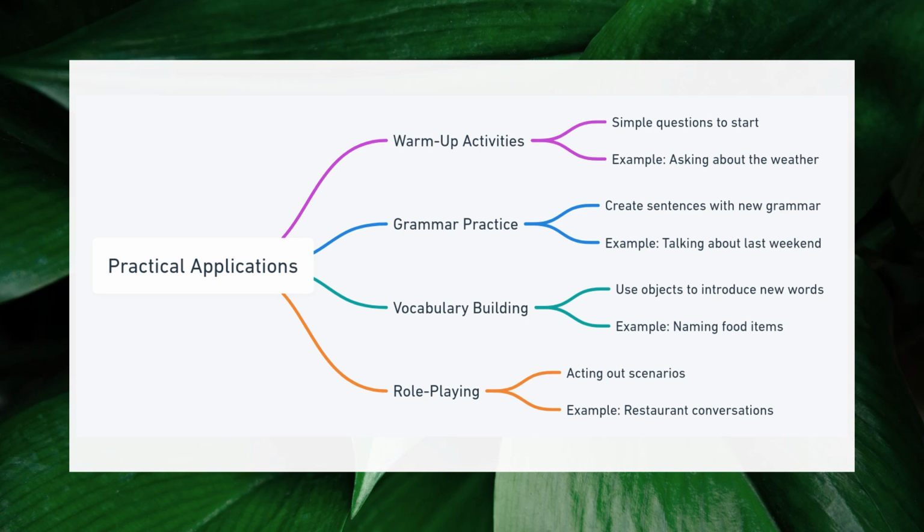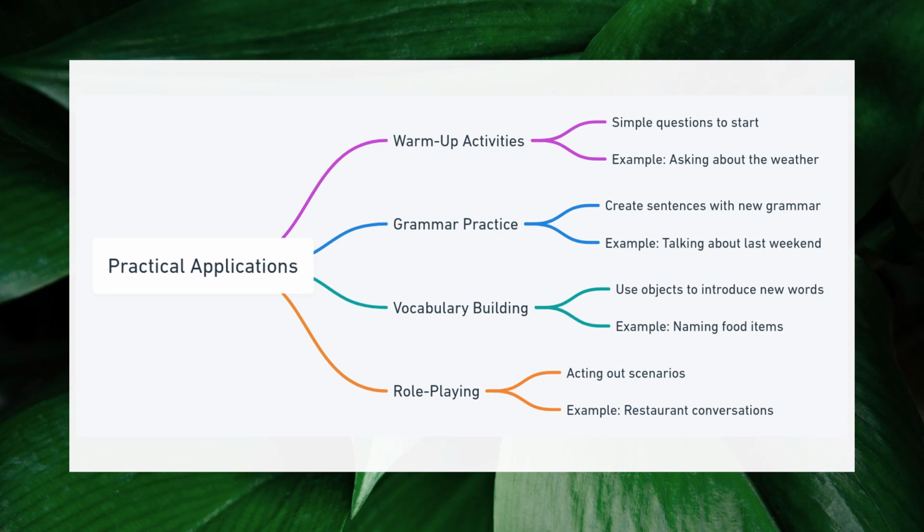Vocabulary building. Use pictures or real objects to introduce new words. This makes the lesson more interactive and helps students remember vocabulary more effectively. Example: show different food items and ask students to name them and describe their favorites. This encourages students to use adjectives and practice speaking.